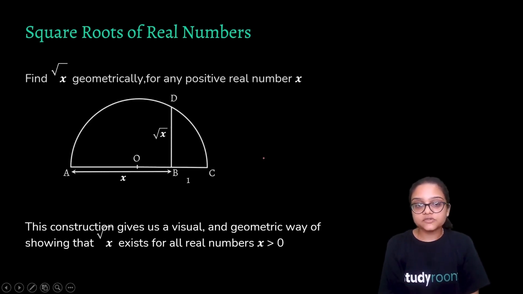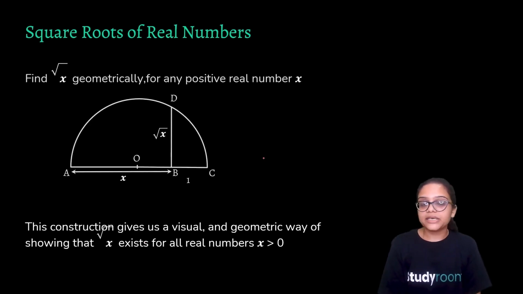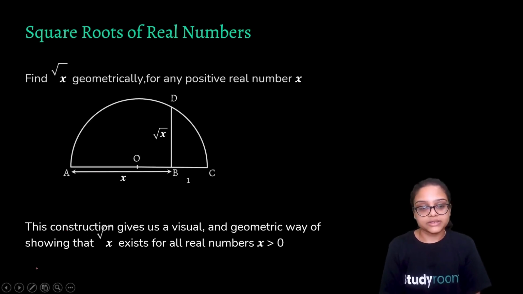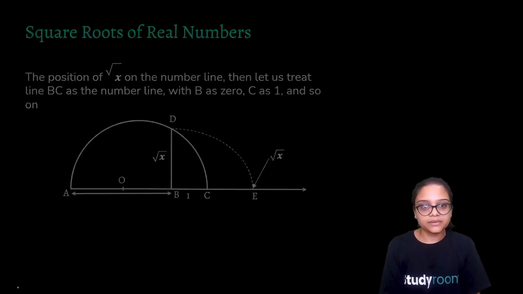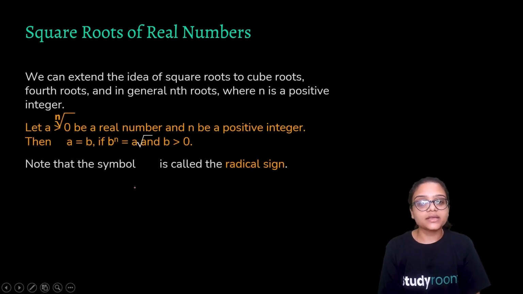So x was AB and BC was 1. If we match the diagonal, it would always give us root x on the above side. In this way we can make root x, or we can demonstrate it. Or if we want it on a number line, we can simply drag it down. We can extend the idea of square roots to cube roots, and any nth root.